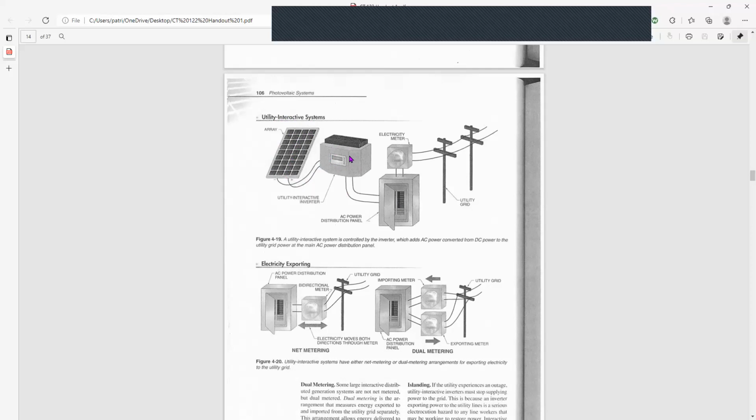And that changes the current to AC, and then it can go into your house, and the extra can go into the grid, into the meter, and be saved on the grid. So that's how most people have a grid tied system. That's how that works. They need one appliance, which is called an inverter.